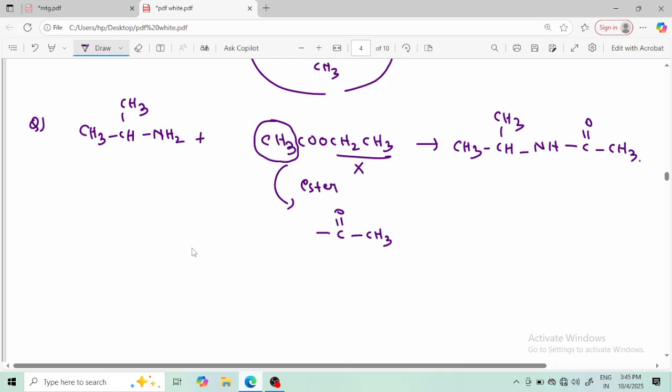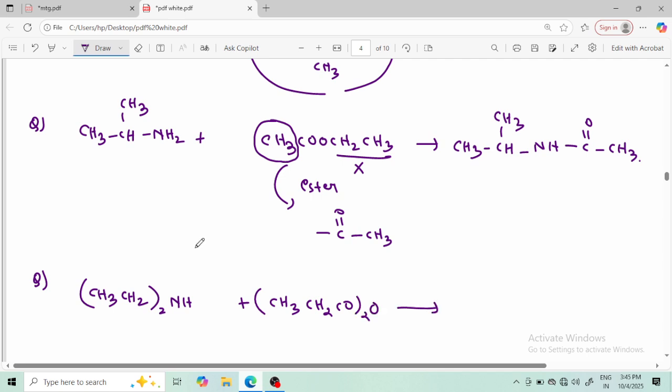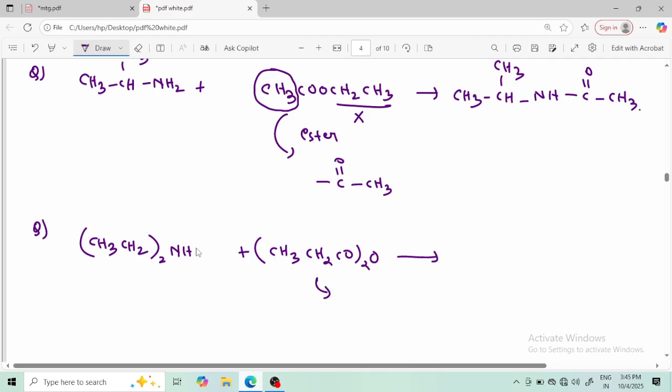Let's do another question. Suppose I am giving you CH3, CH2, 2 times of NH, okay, and it's reacting with CH3, CH2, CO, twice O. So this is an acid anhydride part. So if it is acid anhydride, so what you will get here? So it's C double bond O. This part will be the bonding side. So it's CH2 and then CH3, right? So your answer will be CH3, CH2, twice, one hydrogen is removed, and in its place you write this one. Okay, I hope you understood this.